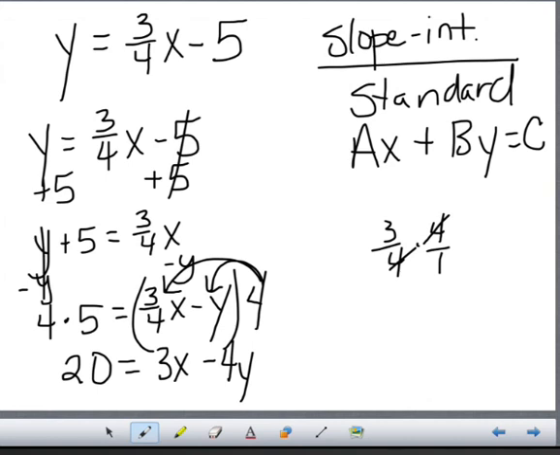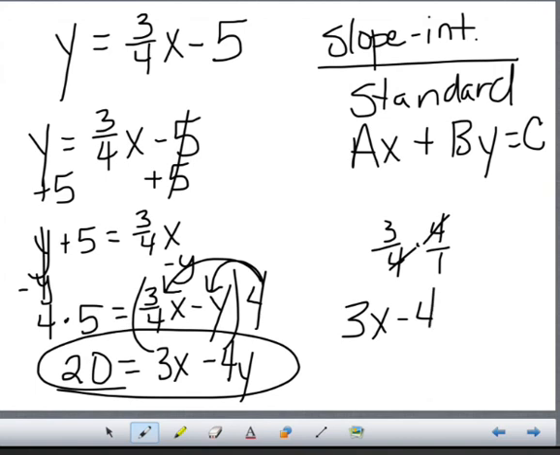My GCF of my A, B, and C is 1. There's nothing else that will go into 20, 3, and -4. So I am in standard form. Now, does it matter that I have it written on opposite sides? No. If you want to write that as 3x minus 4y equals 20, that's the exact same thing. It doesn't matter. Whatever way you're most comfortable with. Okay? Now, let's look at another one.